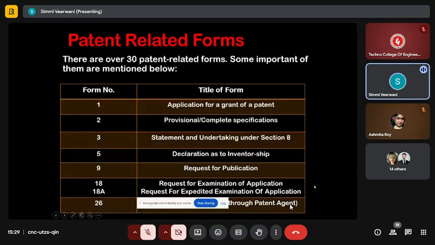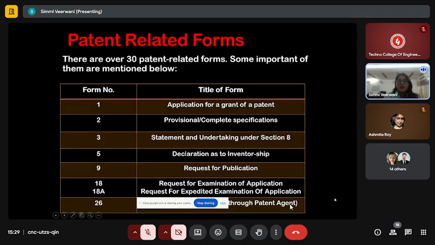Then comes Form 3, the statement and undertaking under Section 8, signed by the applicant. Another is Form 5, a declaration as to inventorship, signed by the inventors. Then Form 9 is the request for early publication. Form 18 is the request for examination of the application, and Form 18A is the request for expedited examination.